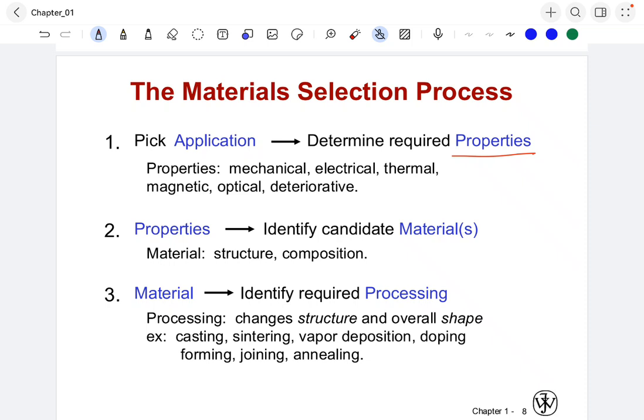Now, coming to the next step, which is the properties, and then moving to identifying candidate materials. And we've got a few materials, for example structure and composition. Now, moving from the material to the next stage, identifying the required processing. In the processing, we can see the changes in structure and overall shape. Some examples are casting, sintering, vapor deposition, doping, forming, joining, and annealing.